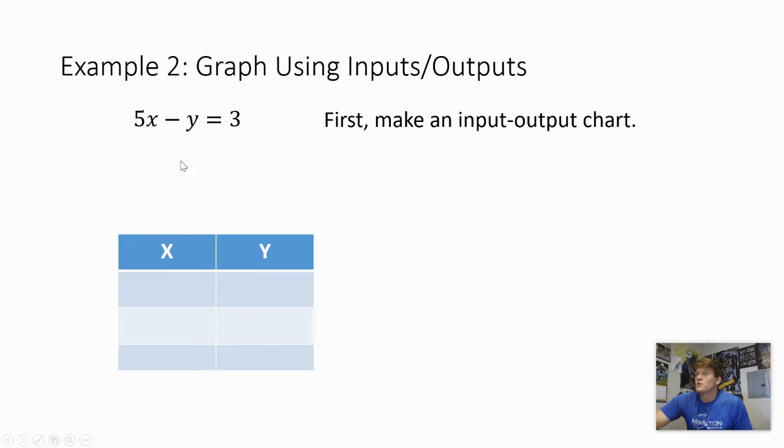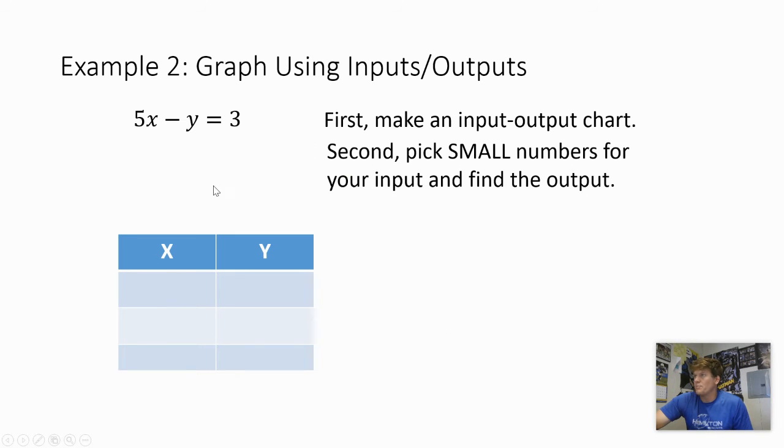Example 2, using our tables, setting up our tables. I have small values, so I could plug in to find my inputs and outputs. Love using 0. Always use 0, guys. It's one of the easiest ones to use for inputs.